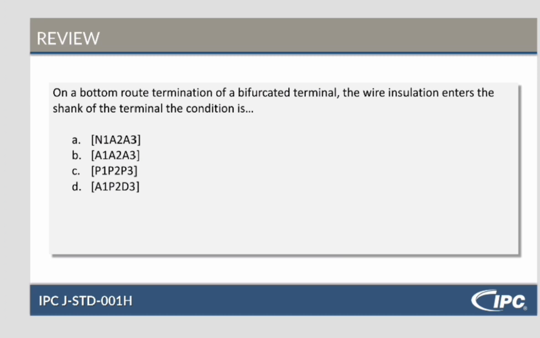On a bottom route termination of a bifurcated terminal, the wire insulation enters the shank. Now, I know that this is a defect for Class 3. So which is the answer? I know it's a defect for Class 3, but I can't remember, like, oh, you know what, I didn't see it in the book. But I know in the slideshow it says it's a defect for Class 3. That's a really easy one to find. There's only one answer that has defect for Class 3 as the answer. It's D.